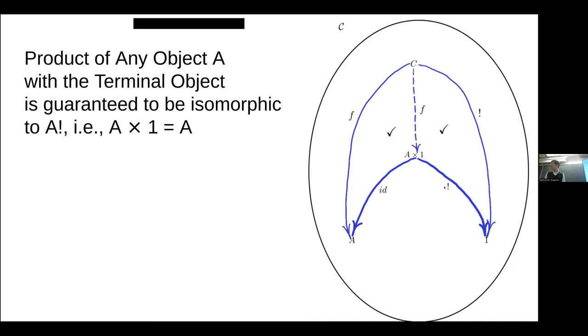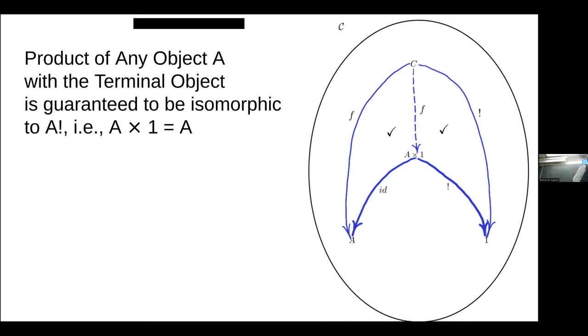Why is that unique? Why does it have to be unique if it's a map from A cross one to one? This property of it being unique is because of the terminal object. It's a terminal object. You have only one morphism into it from any other object. And is A cross one an object? Yes, it is. It's an object. So it has only one map.